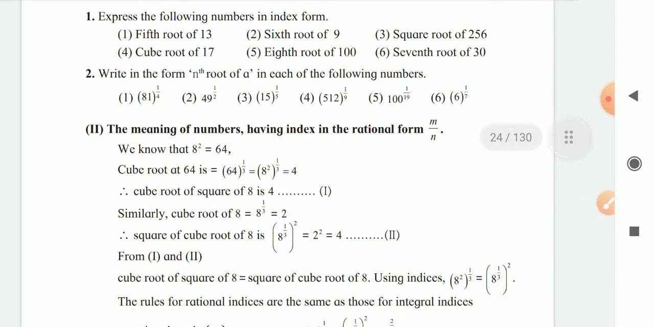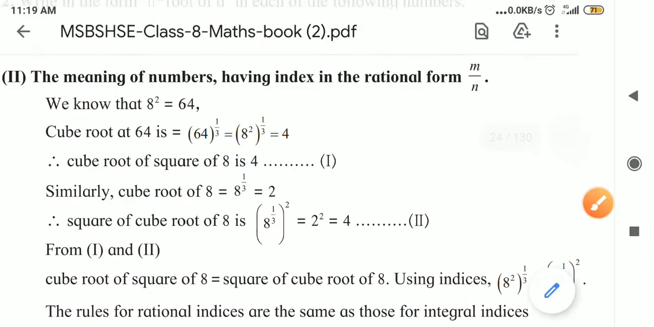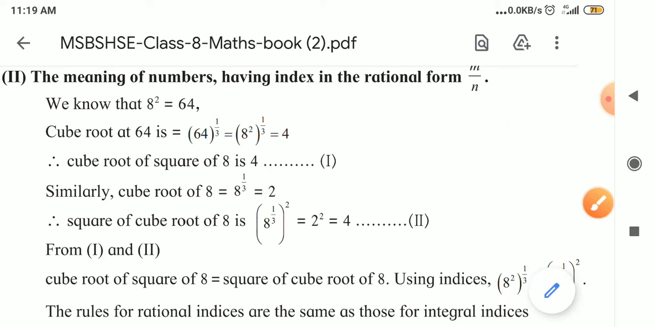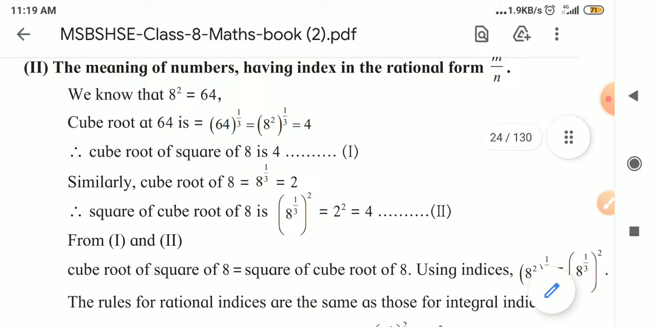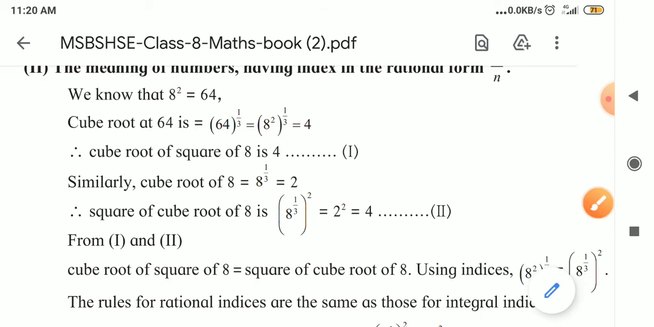So first of all, what is the meaning of a number having an index? 2 raised to 1 you know, 2 raised to 2 you know, 4 we find immediately. But here it is another type, that is, the m upon n form index is there, means 2 raised to, or any number, suppose a is any number, then a raised to m upon n. What is the meaning of this, that we are going to see now?